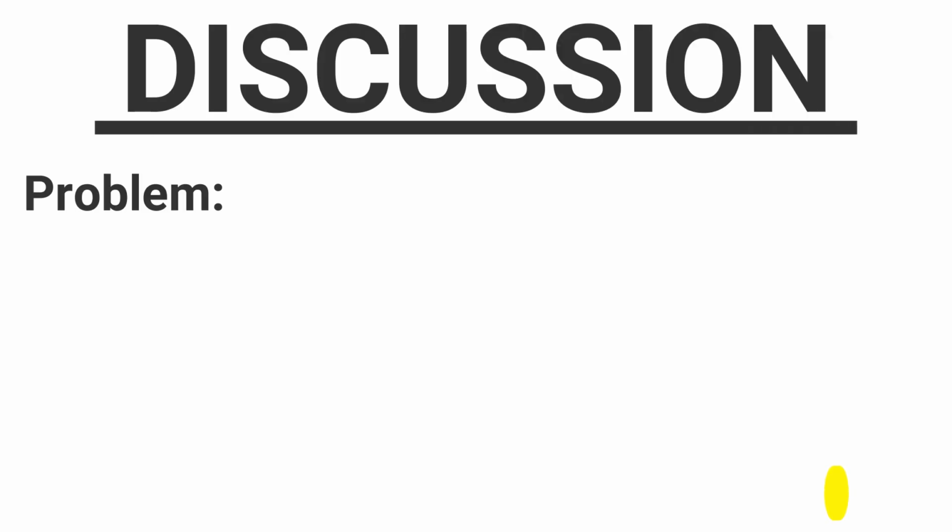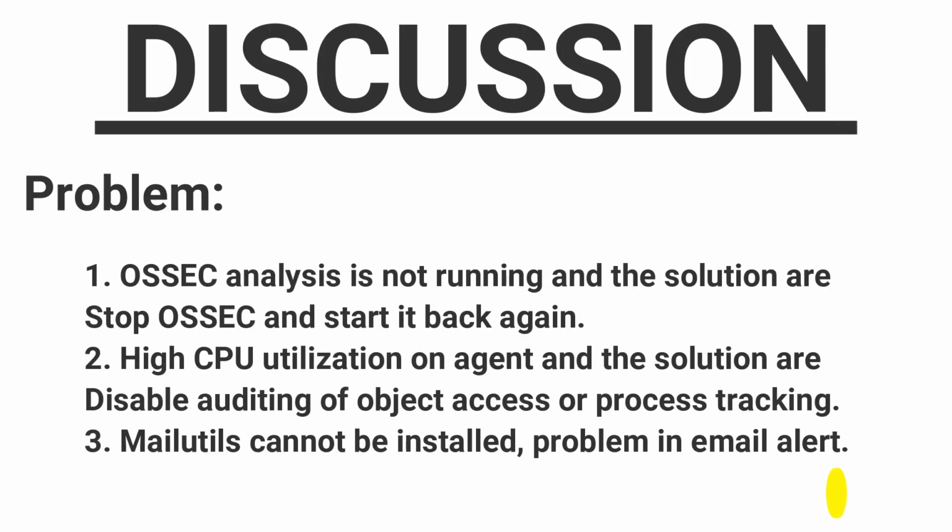For discussion, there are a few problems. First is that OSSEC analysis is not running, and the solution is to stop OSSEC and start it again. Next is high CPU utilization on the agent, and the solution is to disable auditing of object access or process tracking. Besides, other problems are that mail cannot be installed, a problem in email alert, and OSSEC failed to start.